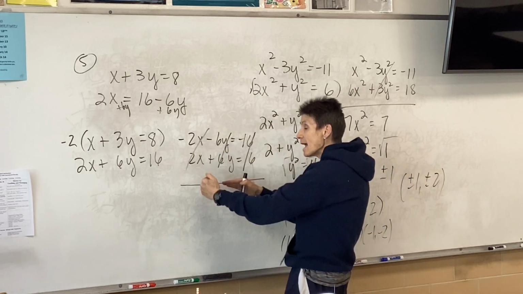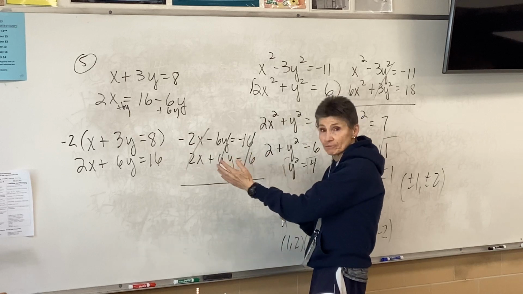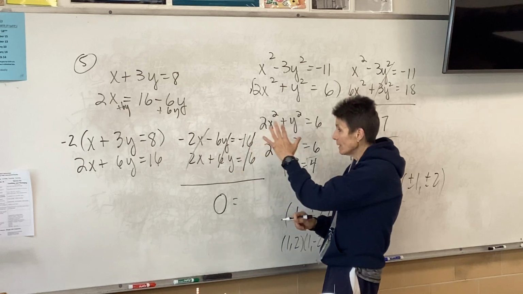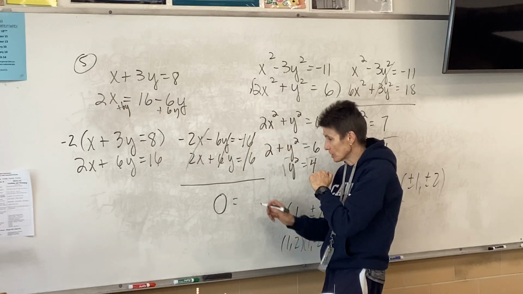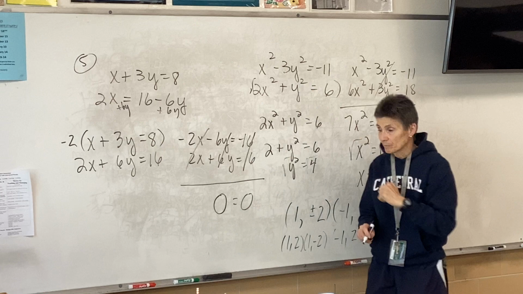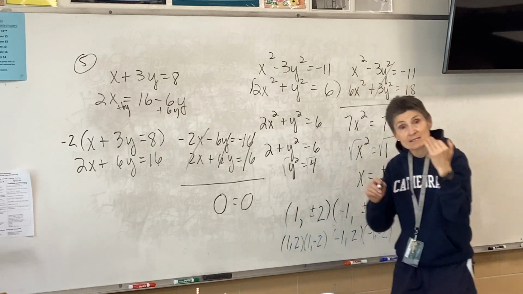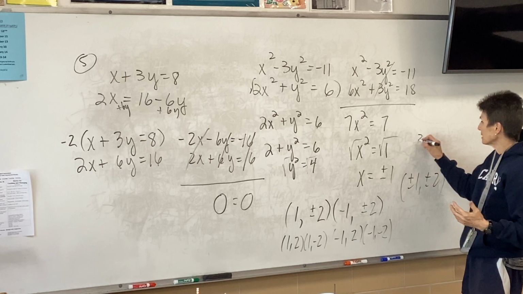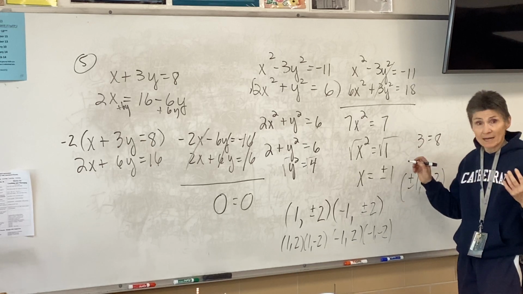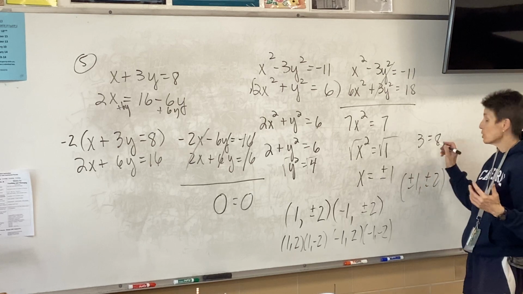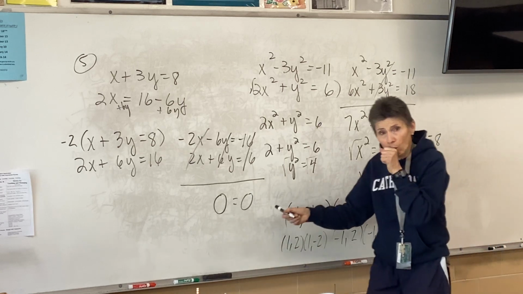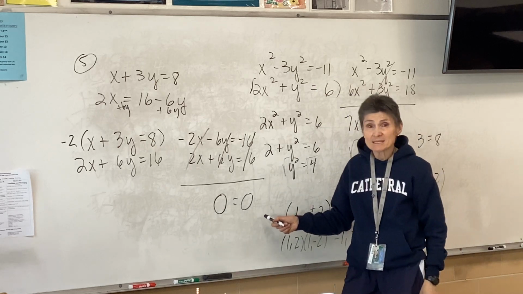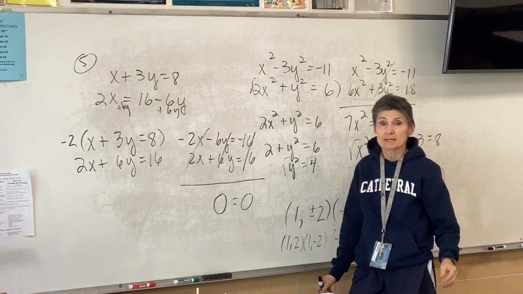So when I add, what is left on the left side of the equation? Nothing, 0. What is left on the right side of the equation? Nothing, 0. Now that is different than what happened before. I can't remember what happened before, but it was something like 3 equals 8. No, it doesn't, ever. That was no solution. What's this? This is infinitely many solutions.